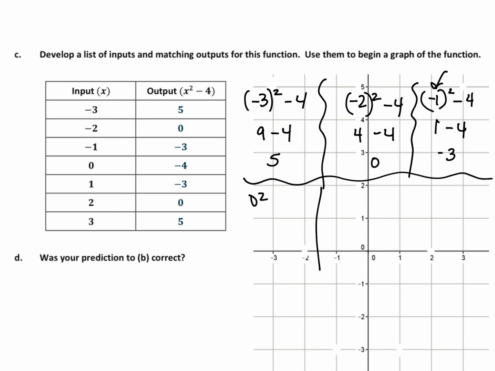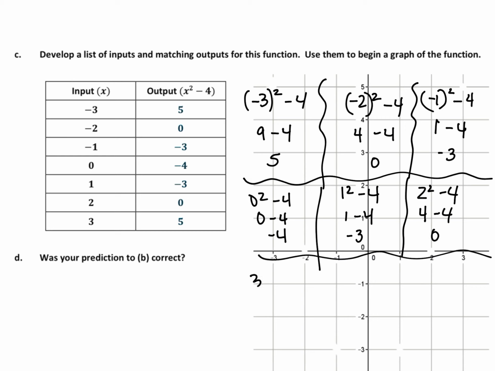-1 times -1 is 1. 1 minus 4 is -3. 0 squared minus 4. 0 times 0 is 0. 0 minus 4 is -4. 1 squared is 1. 1 minus 4 is -3. 2 squared is 4. 4 minus 4 is 0. And lastly, 3 squared is 9. 9 minus 4 is 5. So I have all of those inputs matching up with each of their outputs.